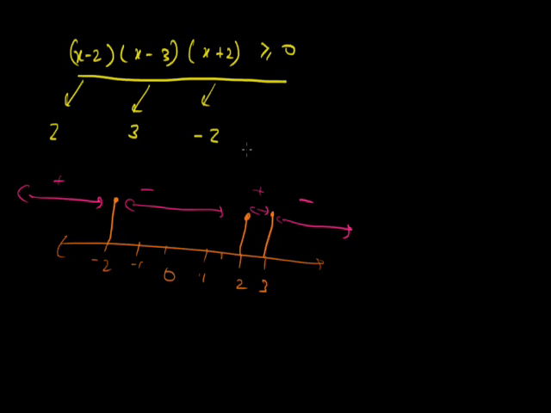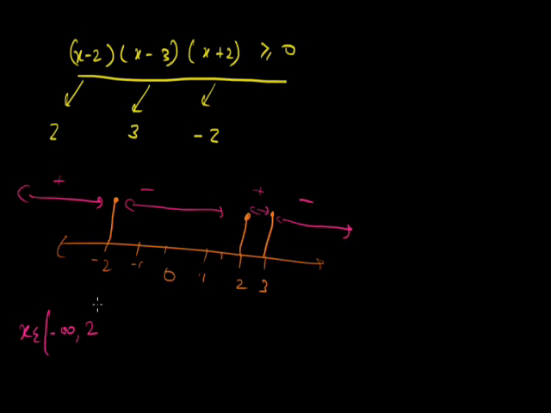Now we check the problem is greater than 0. It means all solutions which have a positive sign are the solution of this inequality. Now let's write the solution here. X belongs to minus infinity to 2, right? To 2. Then we close the bracket.